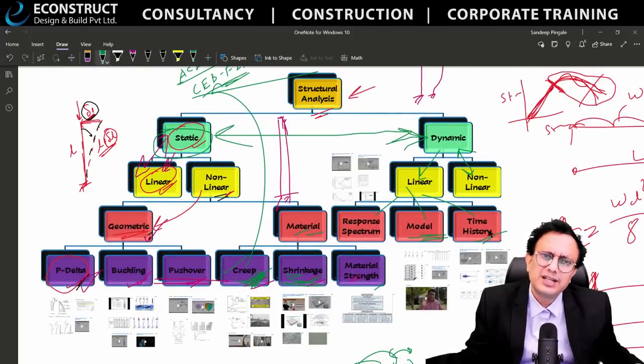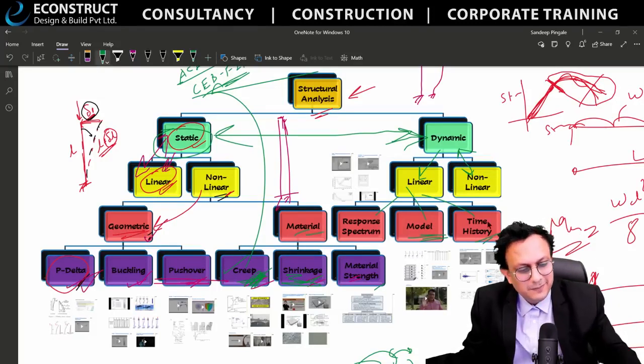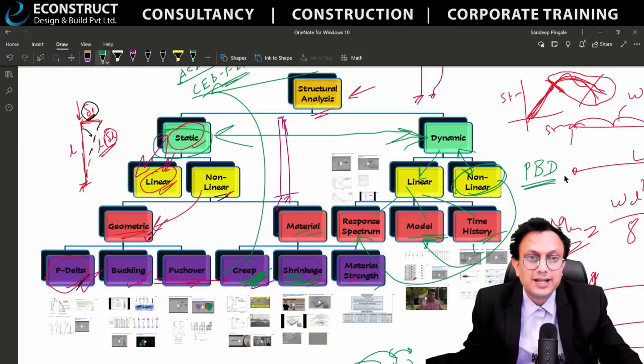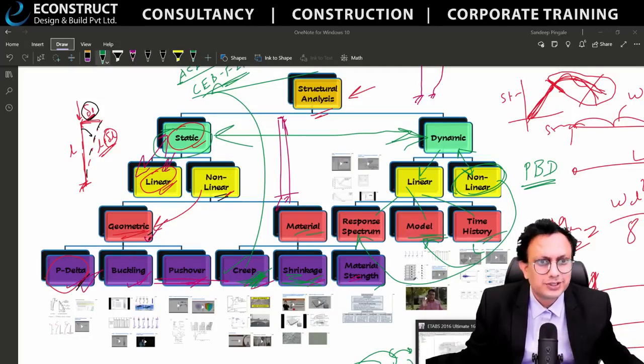Are these only the types of analysis? No, my dear, there are many types. Okay, I have just covered these ones. If you want to hear the other types, there is nonlinear analysis also, which is covered along with the response spectrum model and this, which leads to the very beautiful concept, which is PBD, performance based design. Okay, which comes with the nonlinear time history analysis. Do you want to see that?